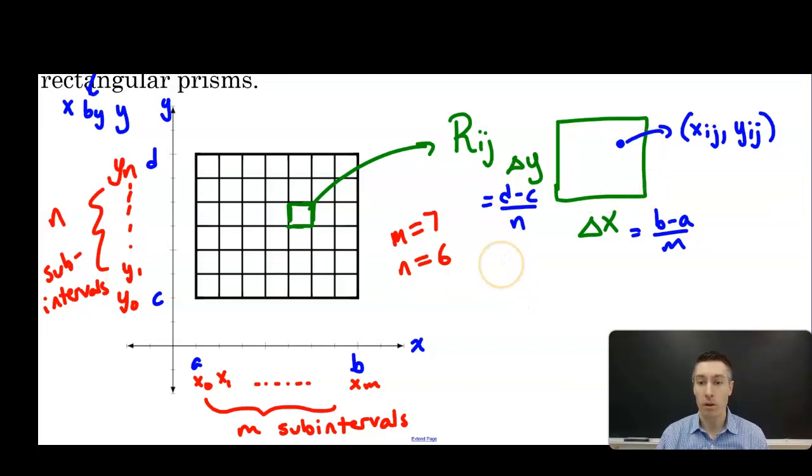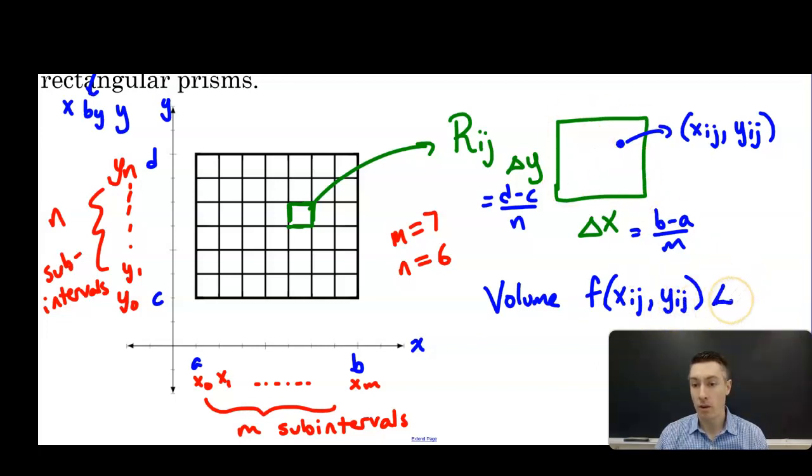So we can start to build a little bit more. We can say that the volume of the rectangular prism would be, let's go height first because it's going to look nicer, the function evaluated at the point x sub ij, y sub ij, times the area of the base, which is delta x times delta y. Delta x, delta y here, we're going to most often group together and call this delta A, which is the area of the subrectangle that we broke down our region into.